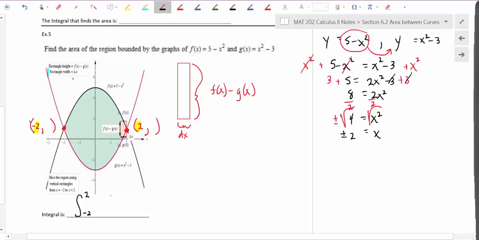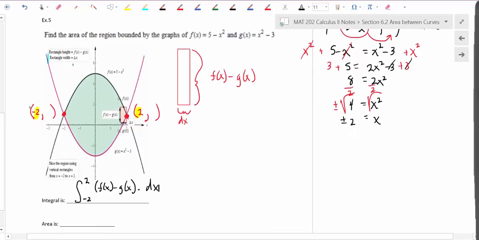And then we're doing base times height again. So the base and the height are represented here. Okay, so the height of that rectangle is given as f of x minus g of x. And then that width is given as dx, like that. So then what I would do specifically is the integral that we're going to work with is going to be the integral from negative 2 to 2. F of x is 5 minus x squared.